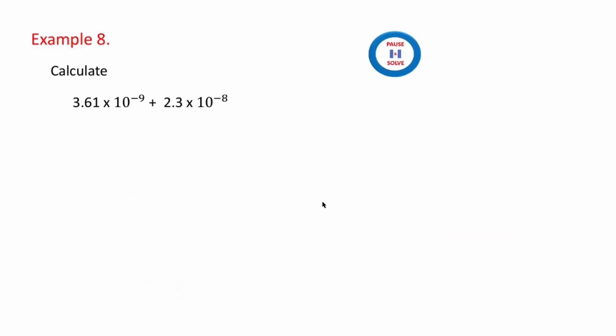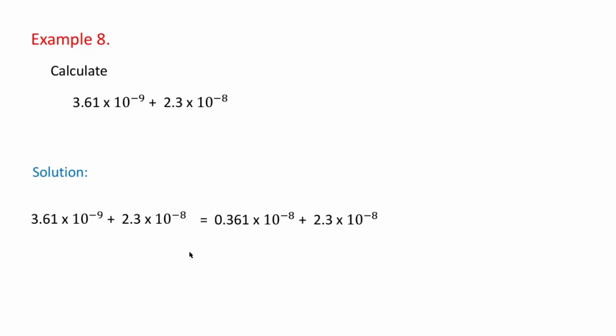Example number 8, addition with negative exponent here. Okay, so here what I want to do, this is smaller than this, so I need to add 1 to this. I need to move this to the left so I can increase this by 1. Now you can add these two coefficients and you get the answer.